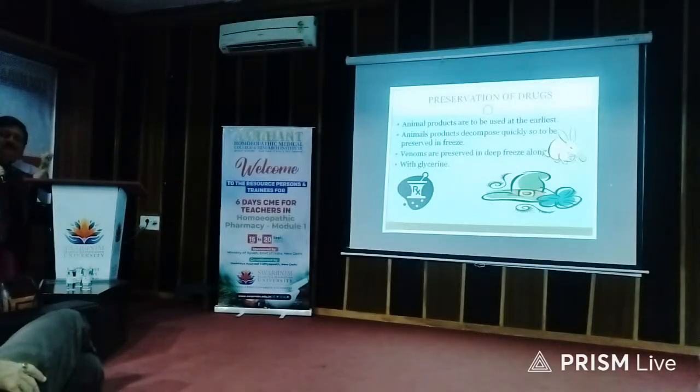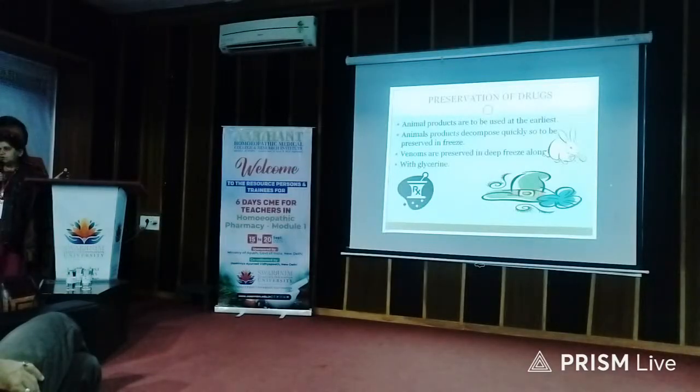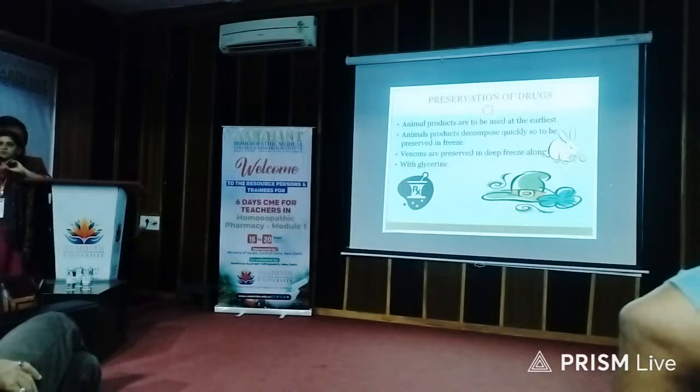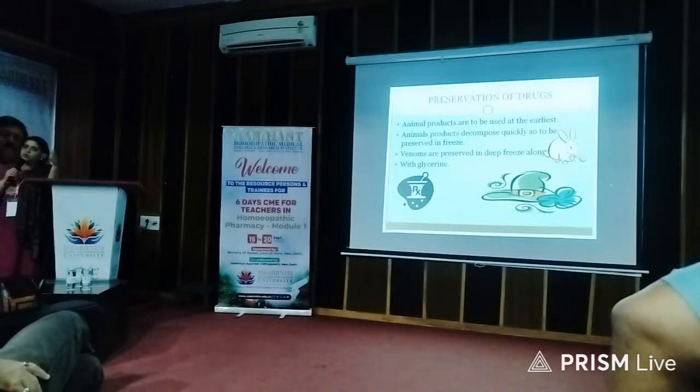So animal products are to be used at the earliest. Animal products decompose quickly, so they are to be preserved in the freeze. Venoms are preserved in deep freeze along with glycerin. This is very important. Venoms, snake venoms. What do we do with snake venoms? We know the collection method.